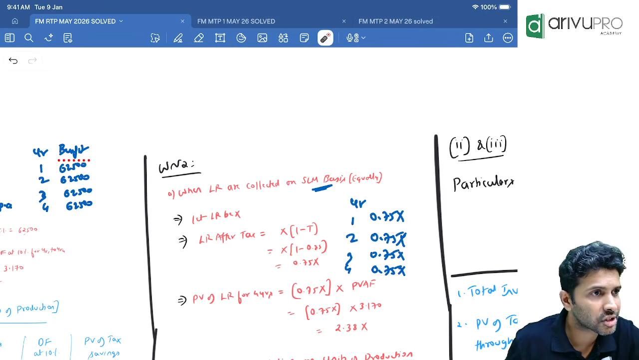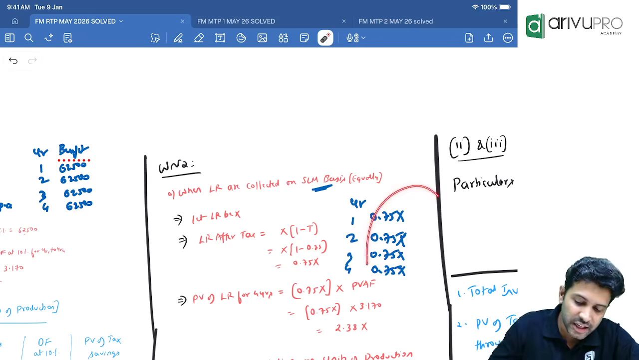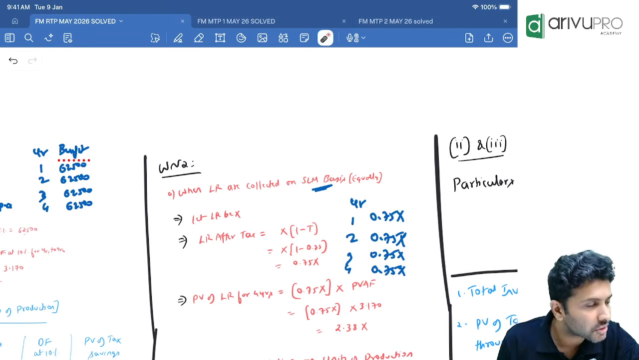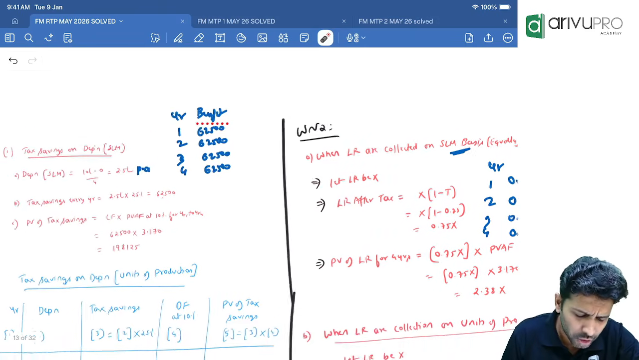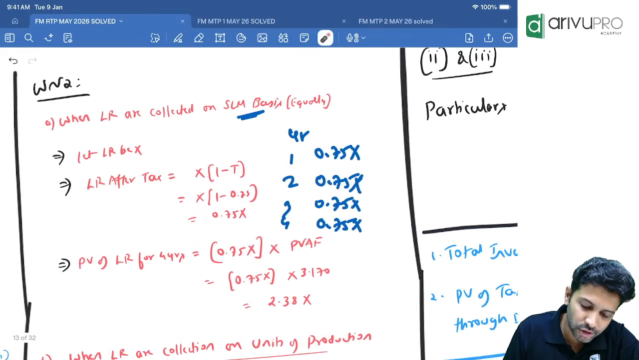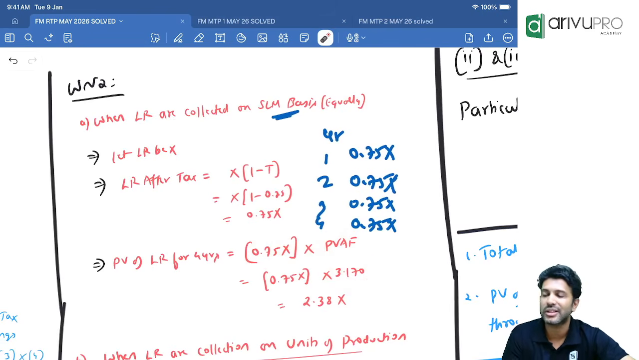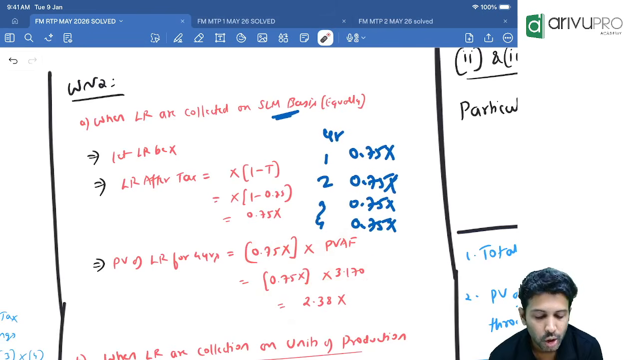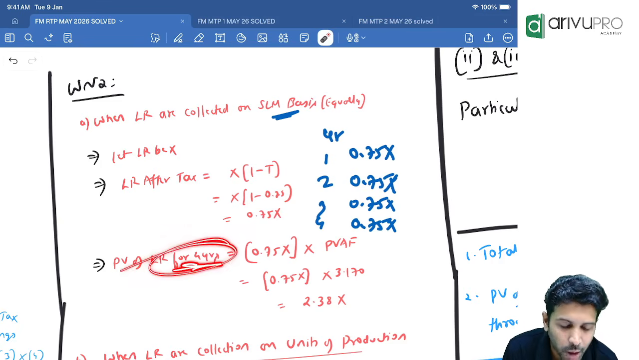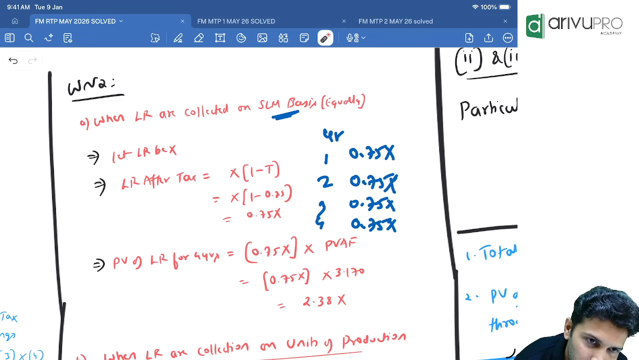All these are future values, but we are making the decision on present value. Hence we have to multiply by the discount factor. Each year's discount factor or PVAF? PVAF, at 10% for 4 years. How much is that? 3.170. So take 0.75X and multiply by the PVAF of 3.170. That is 2.38X, the present value of lease rental for 4 years.